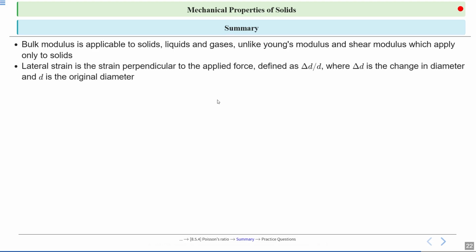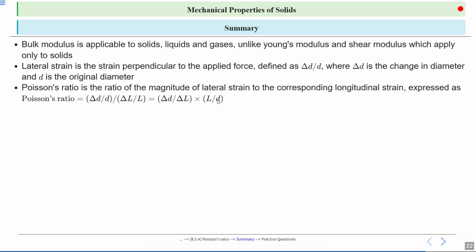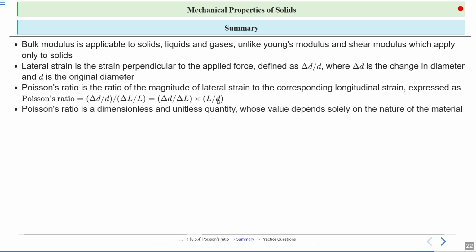Lateral strain is the strain perpendicular to the applied force, defined as delta D divided by D, where delta D is the change in diameter and D is the original diameter. Poisson's ratio is the ratio of the magnitude of lateral strain to the corresponding longitudinal strain, expressed as delta D divided by delta L by L, or delta D divided by delta L into L by D. Remember that Poisson's ratio is always dimensionless and has no units. Its value depends only on the material itself, not on the size or shape of the object.